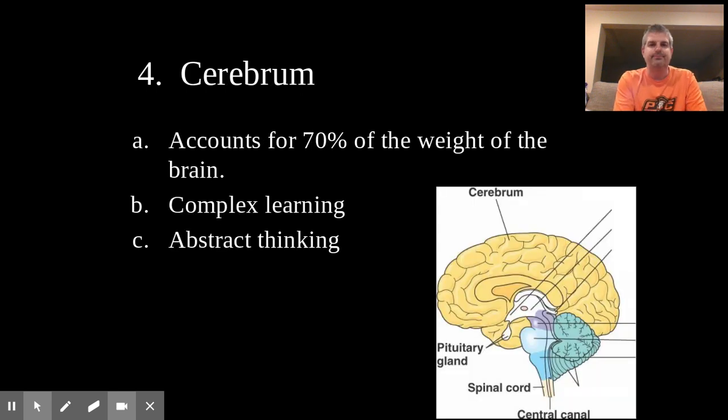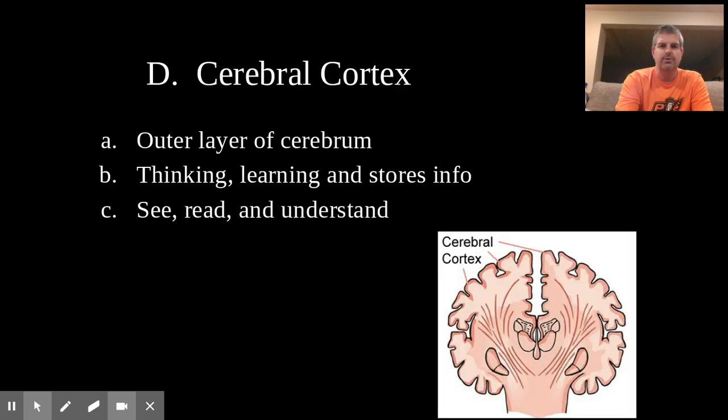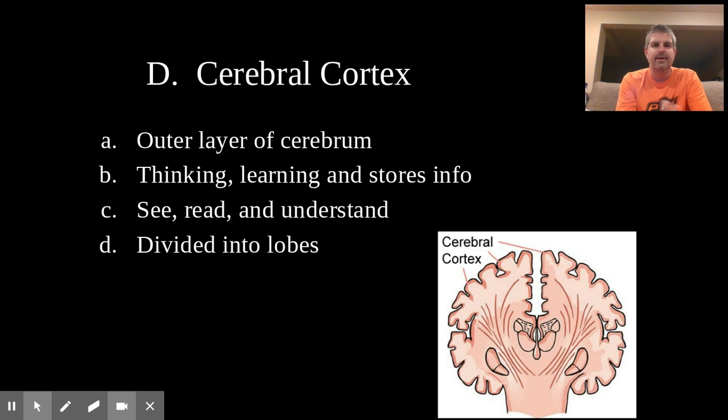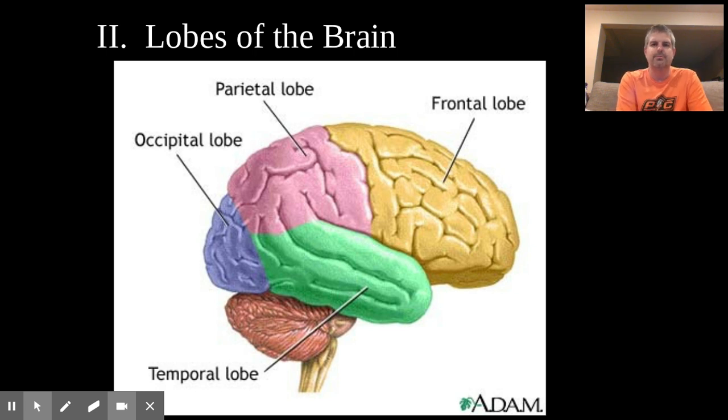The cerebrum and the cerebellum, or the cerebral cortex. The cerebrum is this whole thing, and the cerebral cortex is the outside part of it, this outer layer of the cerebrum. This is our higher level thinking stuff. One of the things about the cerebral cortex is it's divided into lobes. We have 4 lobes of the brain: the frontal lobe, the parietal lobe, the occipital lobe, and the temporal lobe.